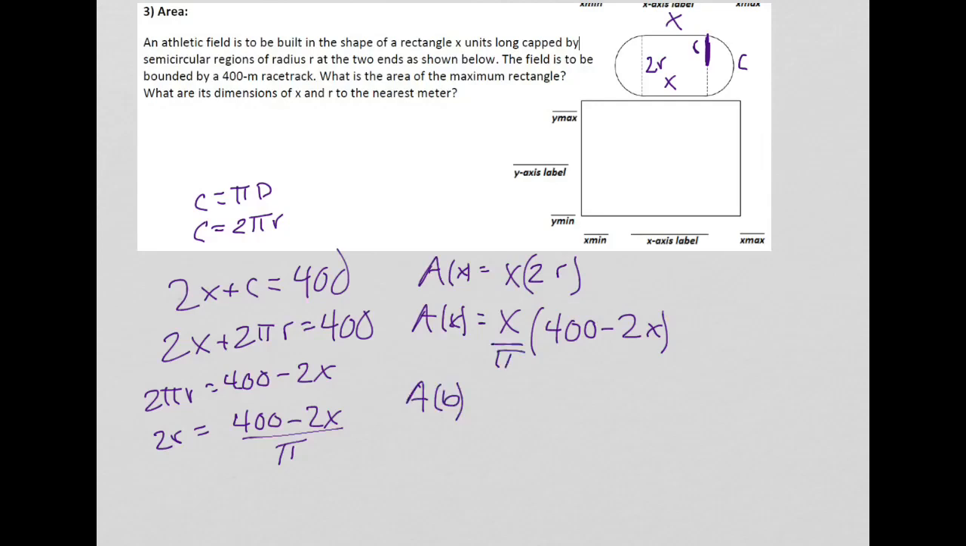And then one last simplification. I'm going to pull the 2 out. So I'm going to get 2x over pi, which you can just write as 2 over pi times x if you choose, times (200 minus x). And again, now I know that my window is going to go from 0 up to 200, because that's going to be my 0. So let's go ahead and plug in this equation and do a zoom fit.